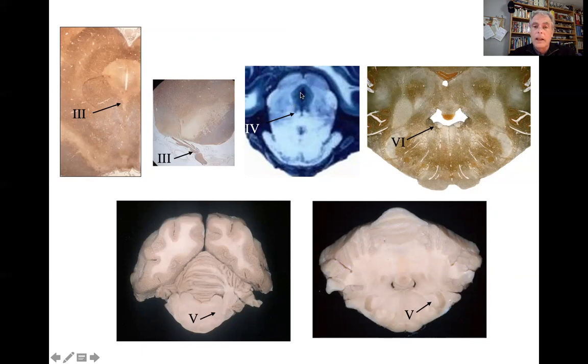Here is a transverse section. This is a Mulligan staining. This is a bit more caudal. As you see the periaqueductal gray matter, and we are beginning to cut the pons. So there is the motor nucleus of the trochlear nerve.